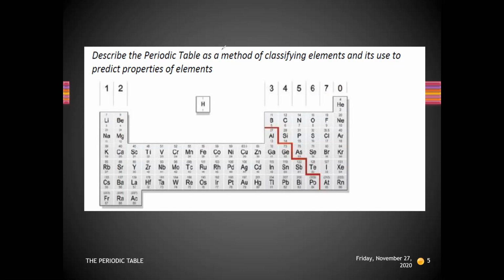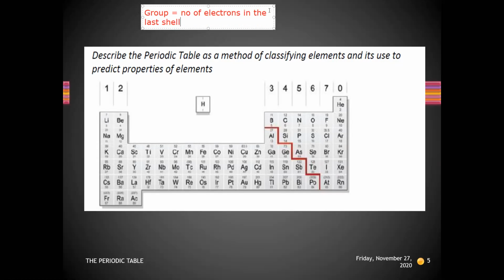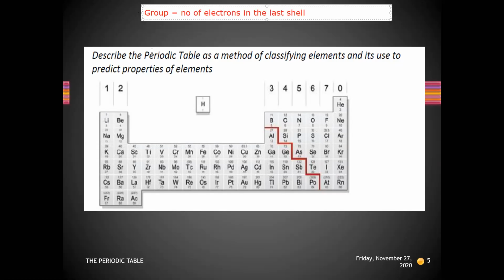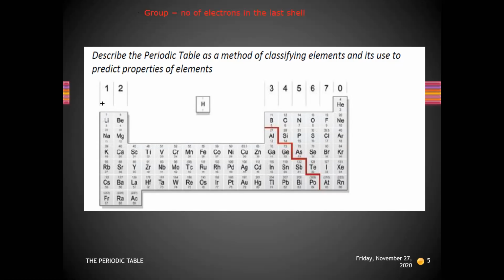So basically, what does the group number represent? The group number represents the number of electrons in the valence shell or the last shell. Then horizontal rows refer to periods. For example, this is the first period of the periodic table, and the first period consists of only 2 elements, which are hydrogen and helium.